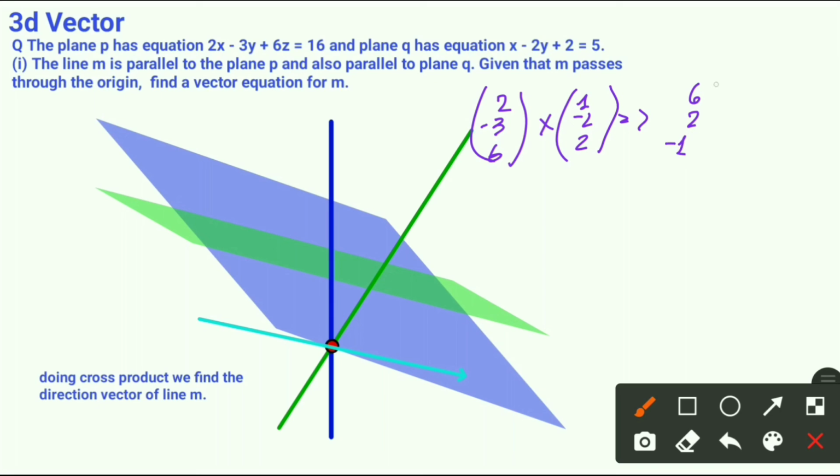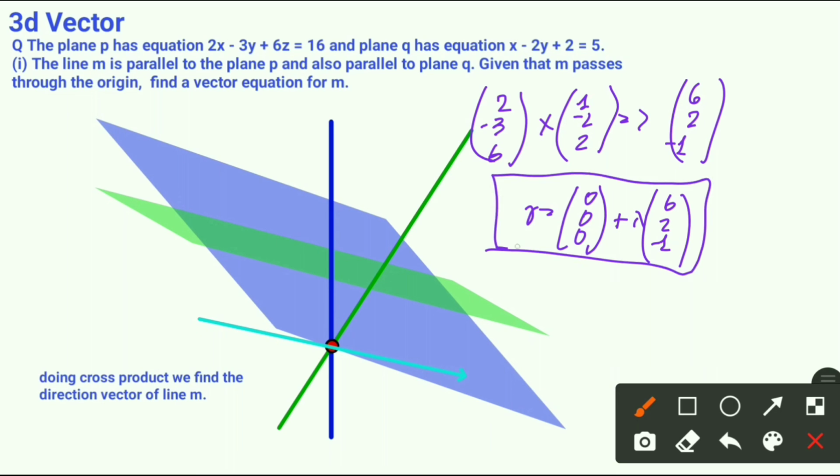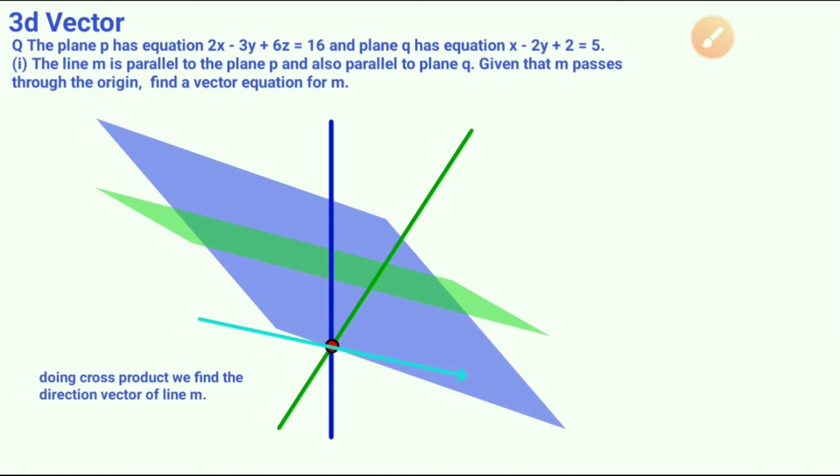Doing all that cross product, everything, we will get (6, 2, -1) as the direction vector of the line M. Then the equation would be (0, 0, 0) as a position vector because it is passing through the origin, and (6, 2, -1) is the direction vector, so this is the equation of line M. Okay, this is the answer.